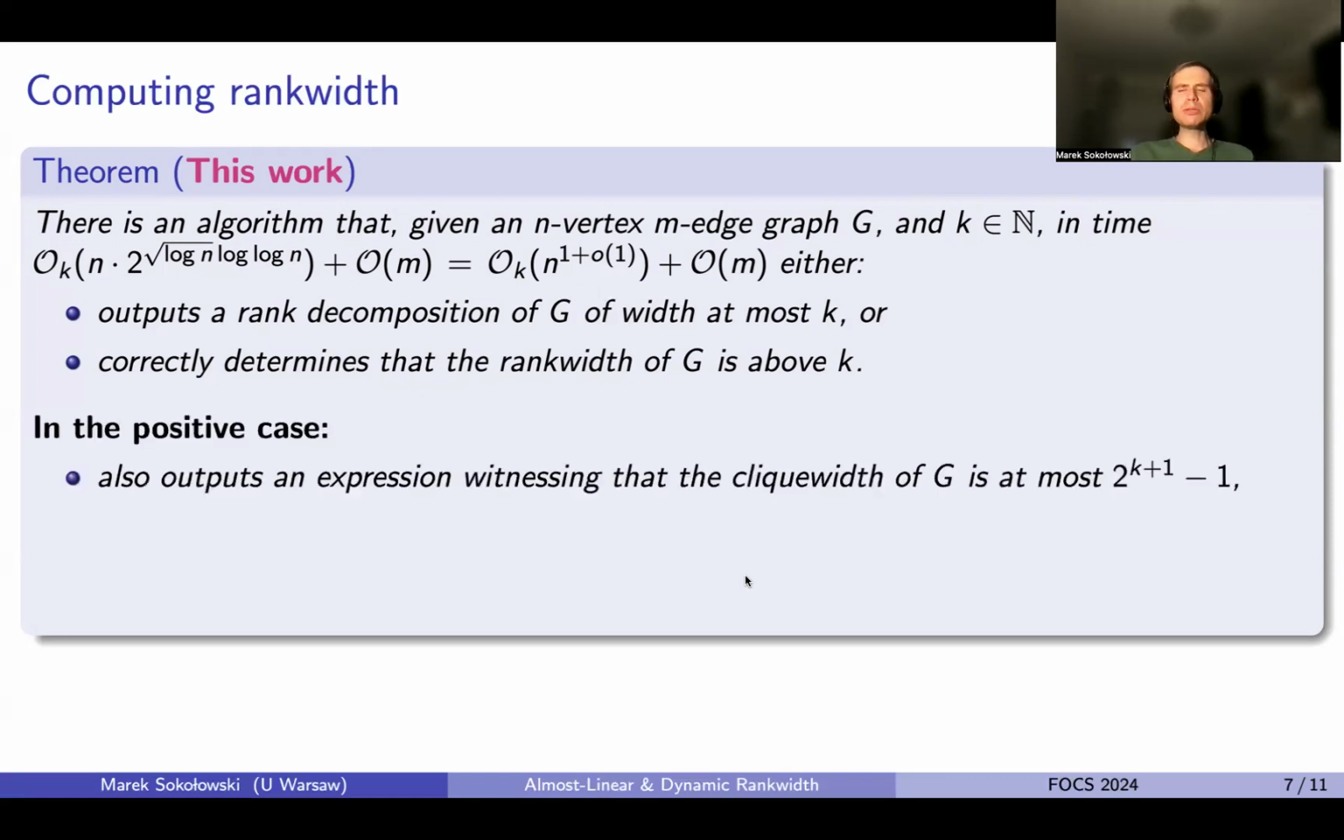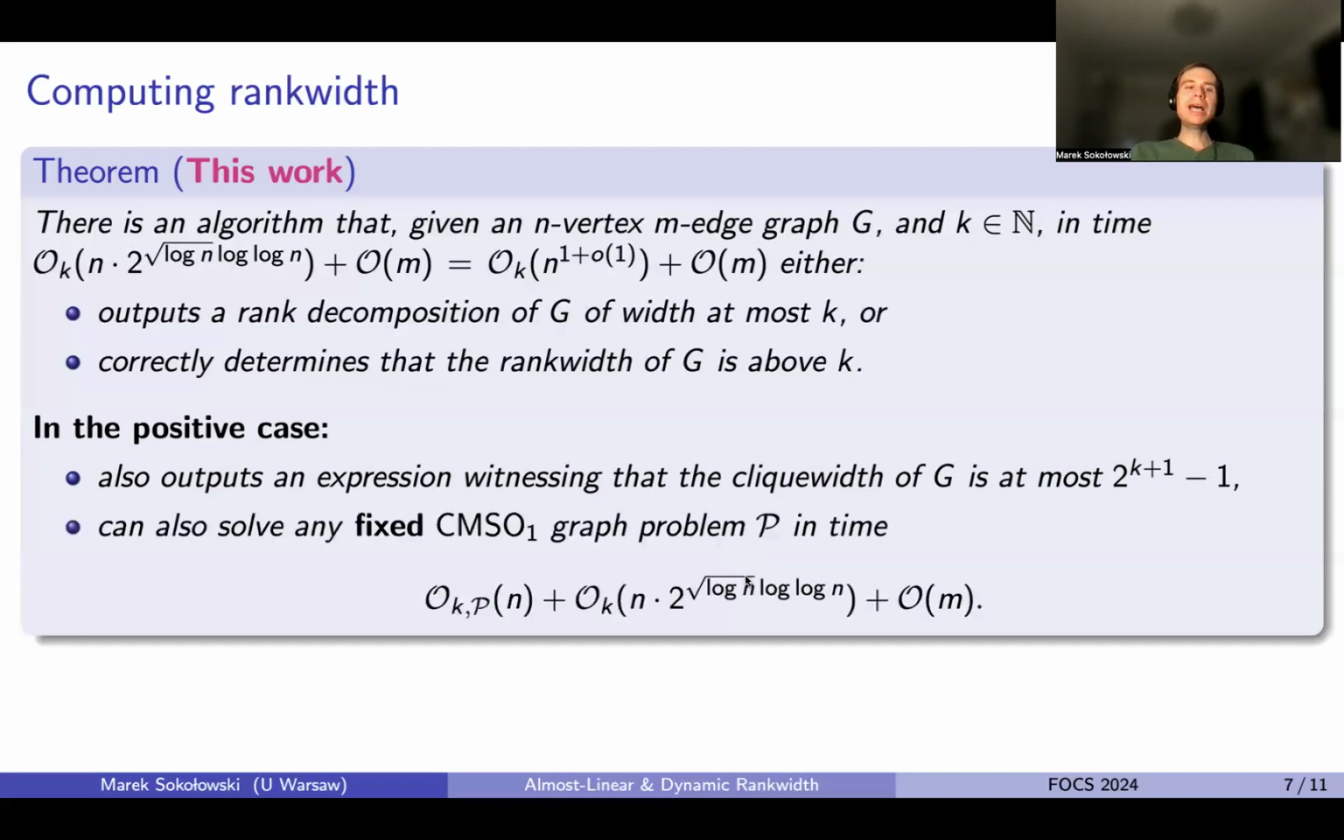Okay, so in the positive case, we can also do a couple more things. First, we can also output a so-called expression, which is a kind of decomposition for clique width that proves that the clique width of the graph is at most exponential in k. And it can also solve any fixed problem expressible in CMSO1, monadic second order logic, in additional time that is linear with respect to the size of the graph, with additional factors that depend on the rank width of the graph and the graph problem.